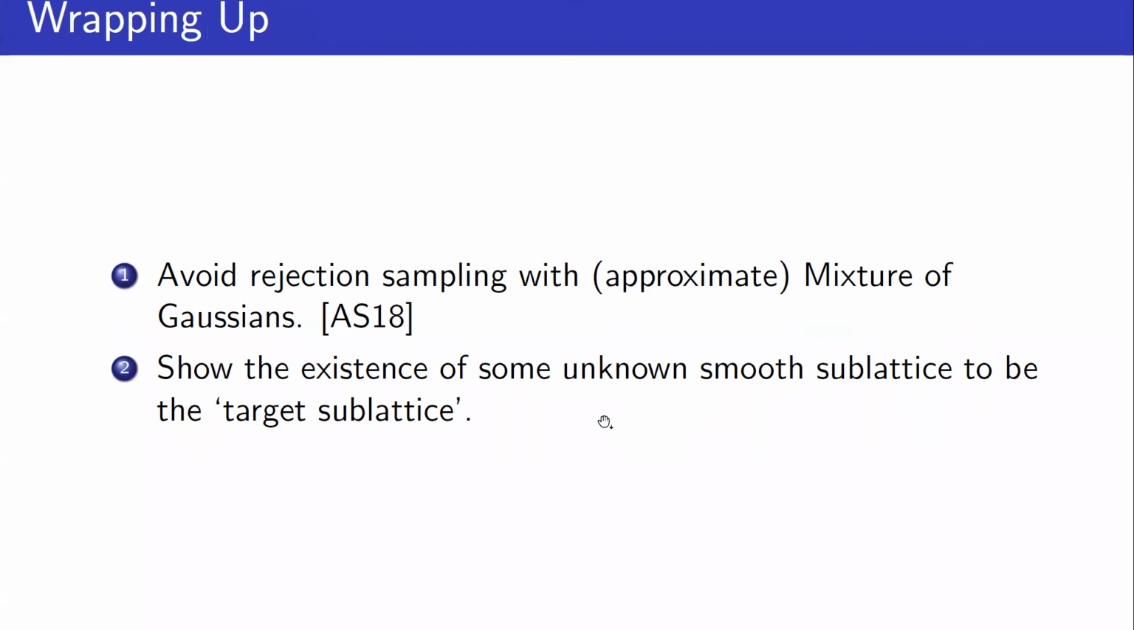Okay, wrapping up, what were the key techniques that make our algorithm work? We avoid rejection sampling by substituting the discrete Gaussian with this mixture of Gaussians. I would like to mention that this technique shows up first in this work, where they avoid the rejection sampling in the 2 to the n time algorithm for solving exact SVP. The next step was to show that there exists some unknown smooth sublattice to be used as the target sublattice.